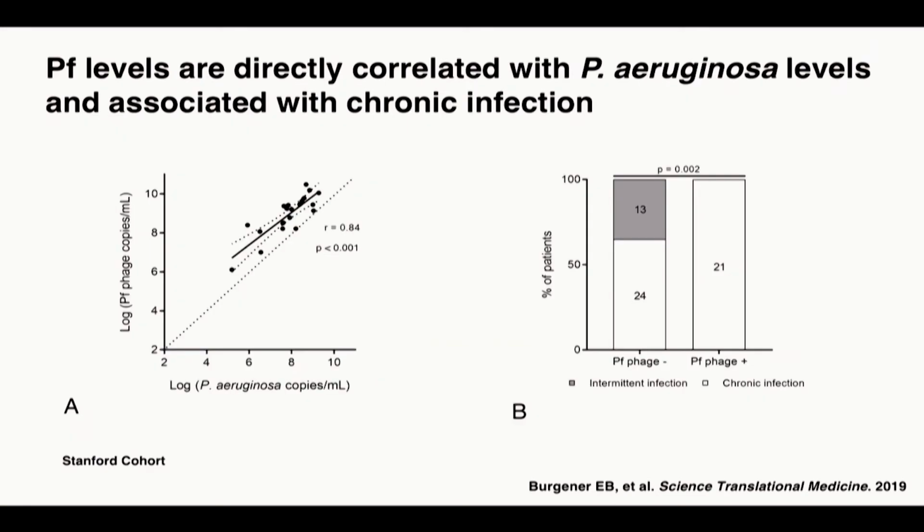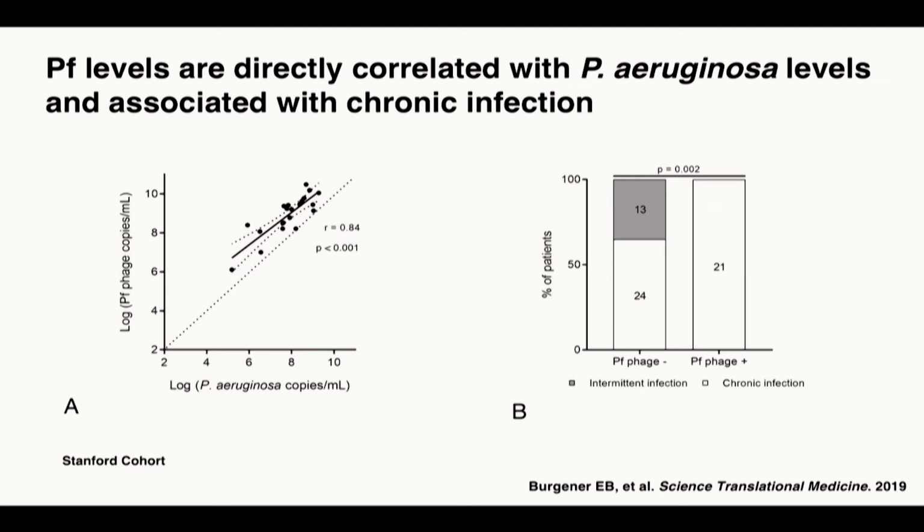In looking closer at our Stanford cohort, we saw that the levels of phage and Pseudomonas were tightly correlated, and that that phage was associated with chronic infection. So in panel A, this is the log of phage copies versus the log of Pseudomonas copies. You can see they're tightly correlated with an R of 0.84. However, that line is shifted up. It's not on the dotted line, which would be a 1-to-1 relationship. So we know there's more phage than there is Pseudomonas, on the order of 1 to 2 logs.